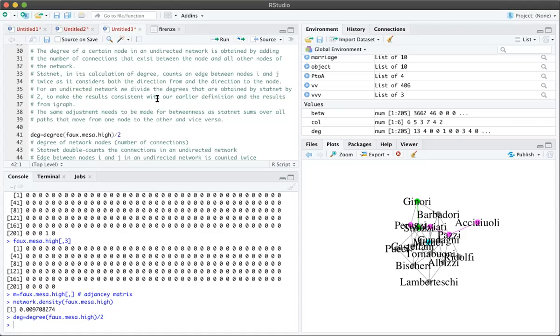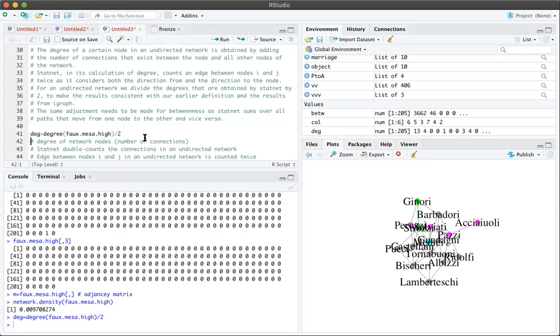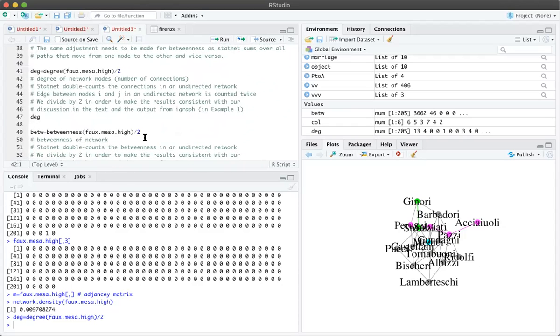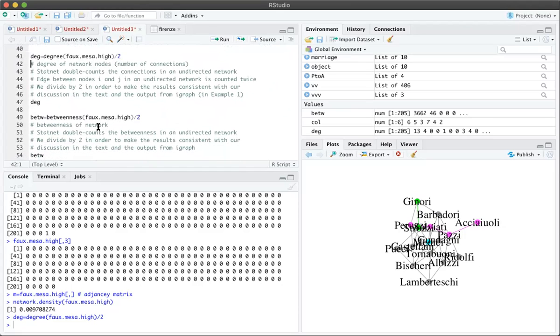To make the results consistent with our earlier definition and the results from iGraph, the same adjustment needs to be made for betweenness, as StatNet sums over all paths that move from one node to the other and vice versa. So we divide it by 2, and we get the degree of network nodes and the number of connections. StatNet double counts the connections in an undirected network.